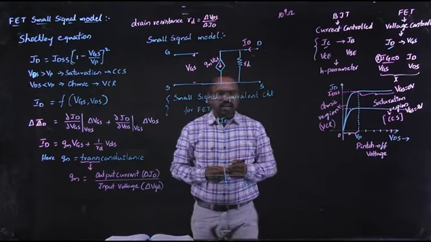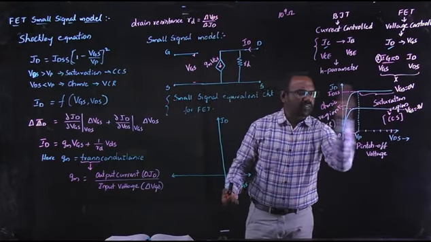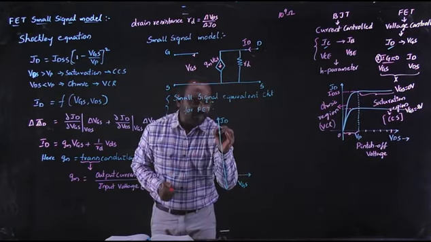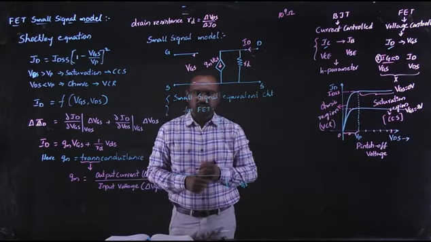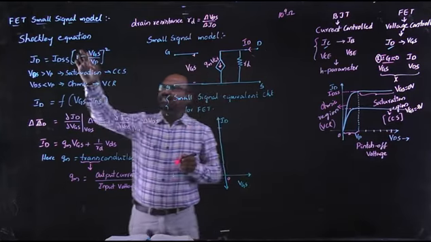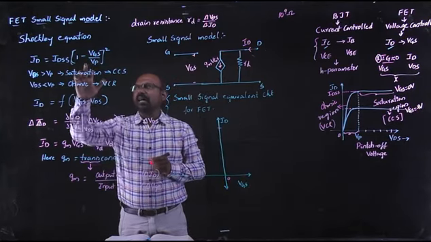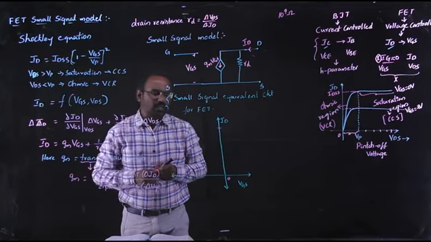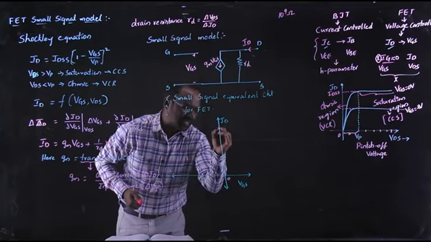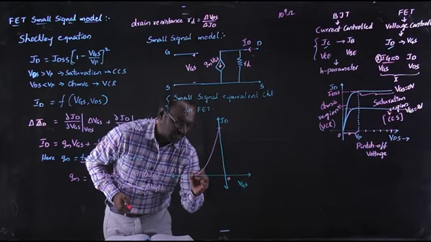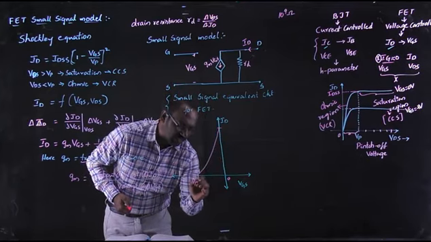Actually, we will draw these transfer characteristics from this equation. We have already discussed it. So I have the maximum value IDSS, and when VGS is equal to VP, the pinch off voltage, ID will be 0. That means the transfer characteristics curve will be like this. This voltage is called pinch off voltage VP.